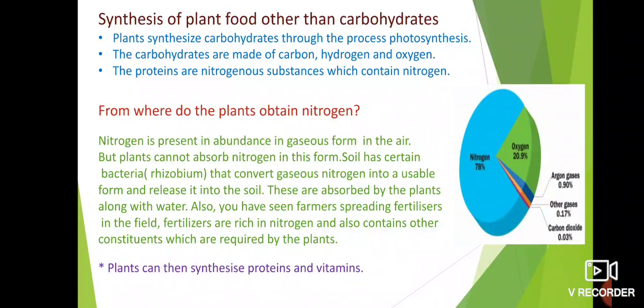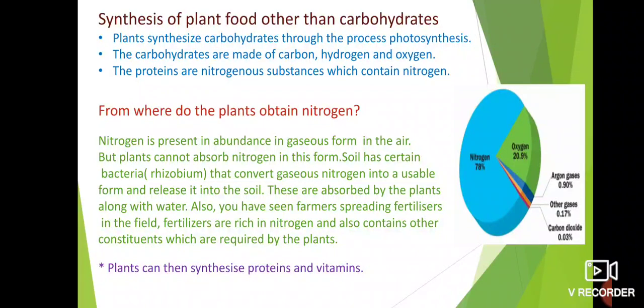Here, by the process of photosynthesis, carbohydrates are produced. These carbohydrates are utilized by the plants. Other than these carbohydrates, plants also require some other components of food. They are proteins, vitamins and minerals. How do the plants synthesize or obtain these components of food? Let's study.